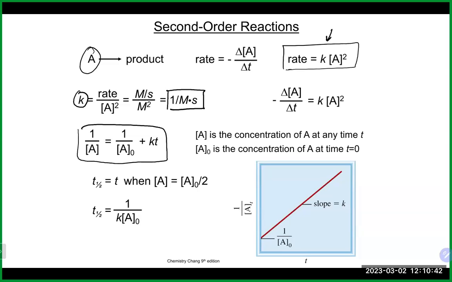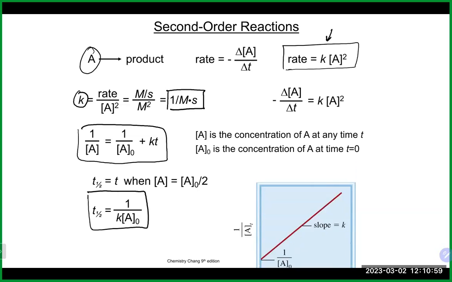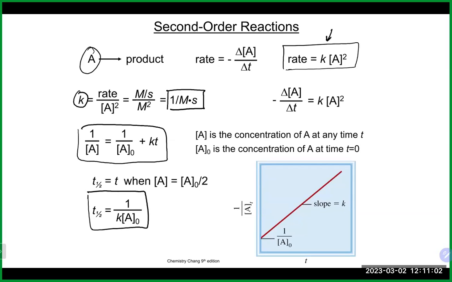With that being said, there's also an integrated rate law for second order, which is a little bit different. It is 1 over the final concentration of A equals 1 over the initial concentration plus kt. In addition, the half-life equation takes into account the initial concentration. The half-life for a second order reaction is 1 over k, the rate constant, times the initial concentration of A.